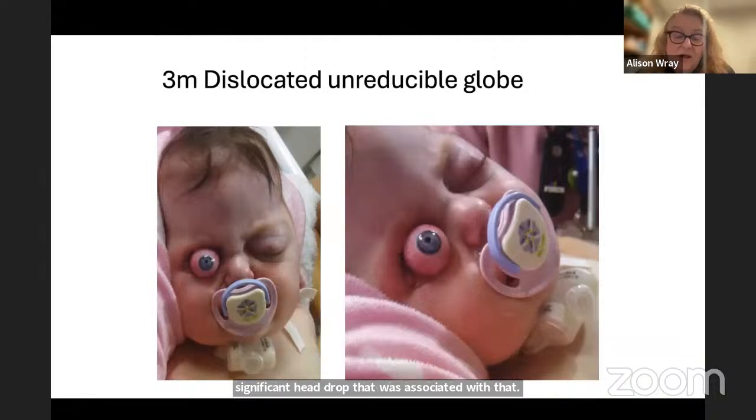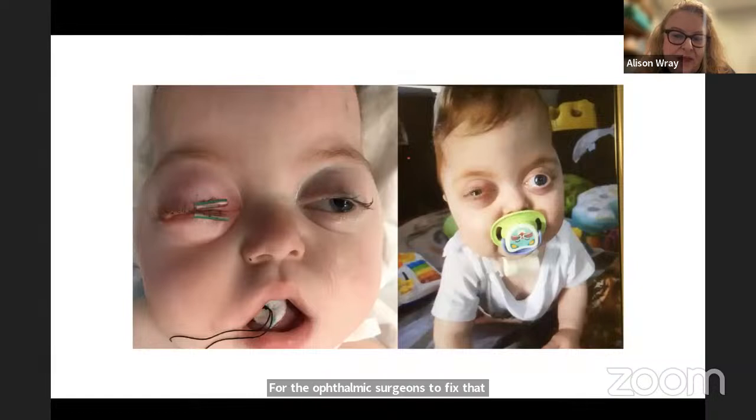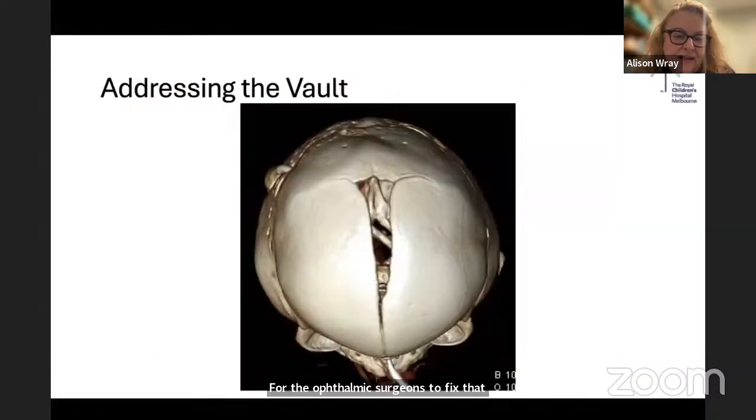Unfortunately, despite having had tarsorrhaphies, her shallow orbits were still problematic, and she had another dislocated, irreducible globe, with another emergency evacuation down to us for the ophthalmic surgeons to fix that. But fortunately that did quite well. And at that point, while she was with us, it gave us an opportunity to think about what we were going to do with addressing the vault.